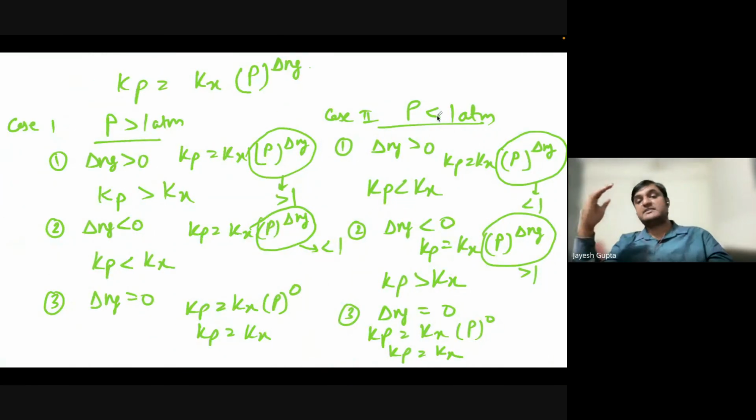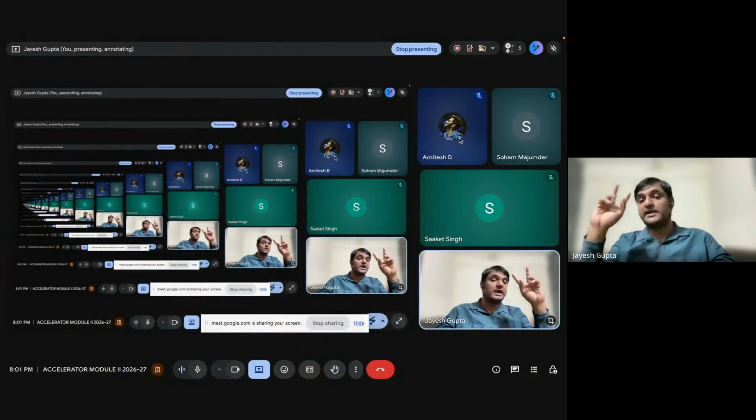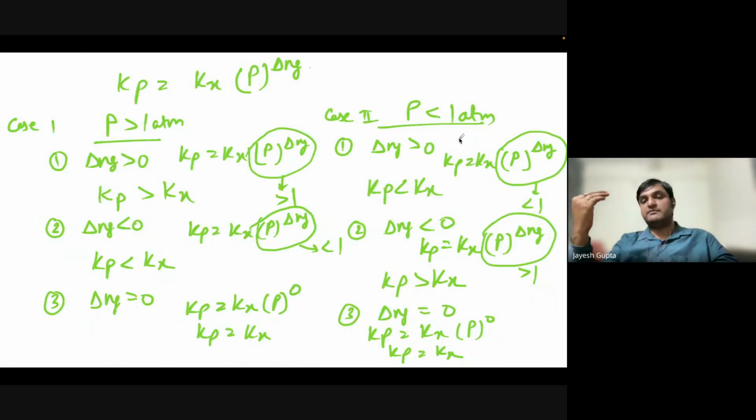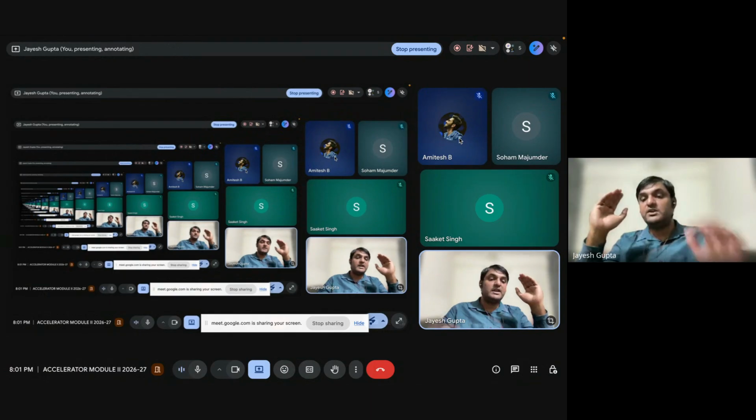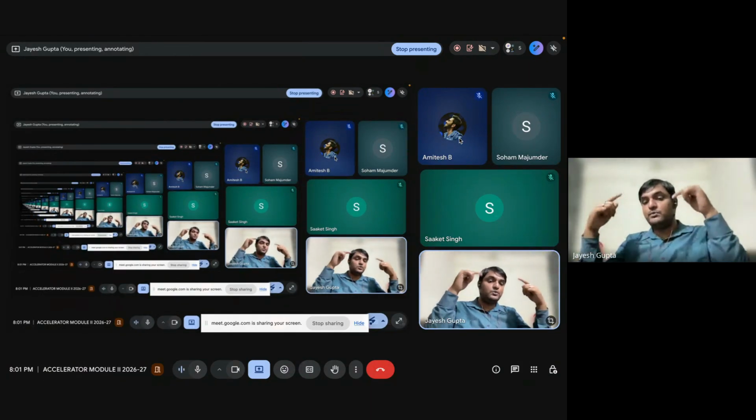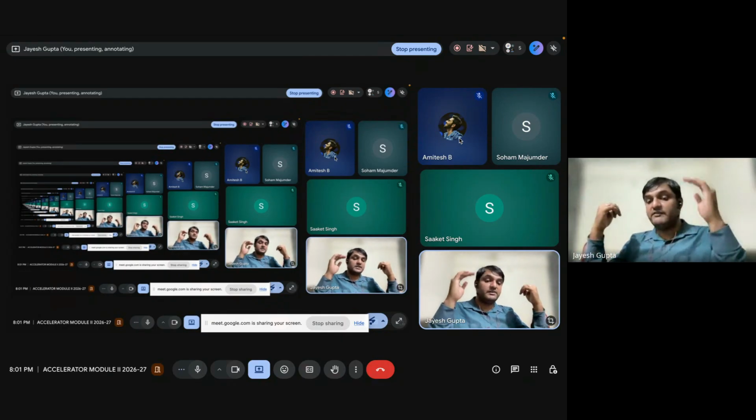Now the second case taken, when pressure is less than 1 atm. First case, when your delta Ng is greater than 0. You can think that when pressure is less than 1 atm, it can be any value like 0.5. Suppose delta Ng I take as 2, a positive value, and pressure I have assumed 0.5, less than 1. So 0.5 to the power 2 will become 0.25.